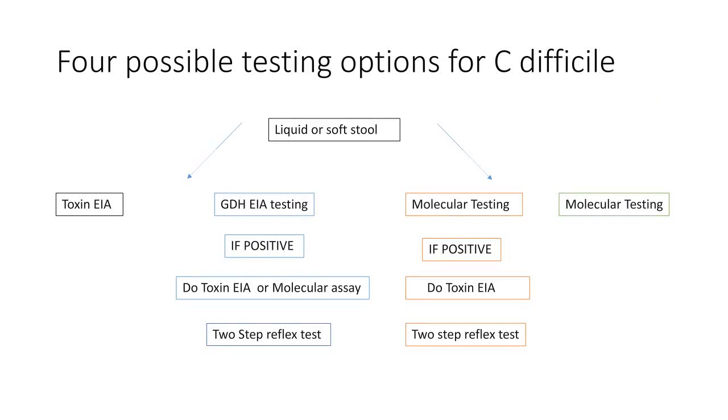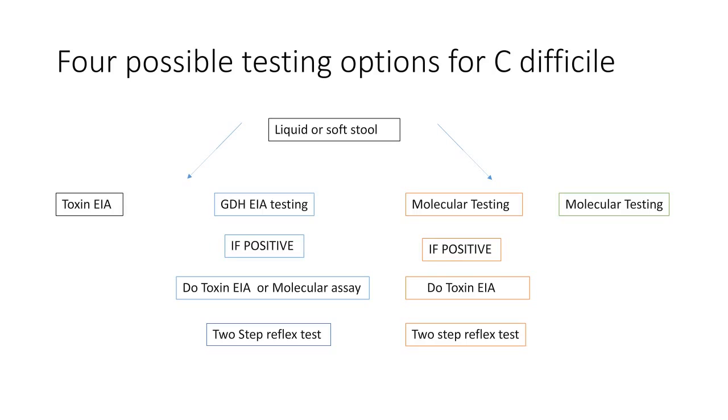So let's go into what, at least, I have managed to compile, some of the four possible testing options for C. difficile. First off, we've got to have a good stool, liquid or soft stool. From my reading and talking to folks, these seem to be the four possible testing options that most people are headed to these days. You could choose to go with Toxin EIA as a single test.